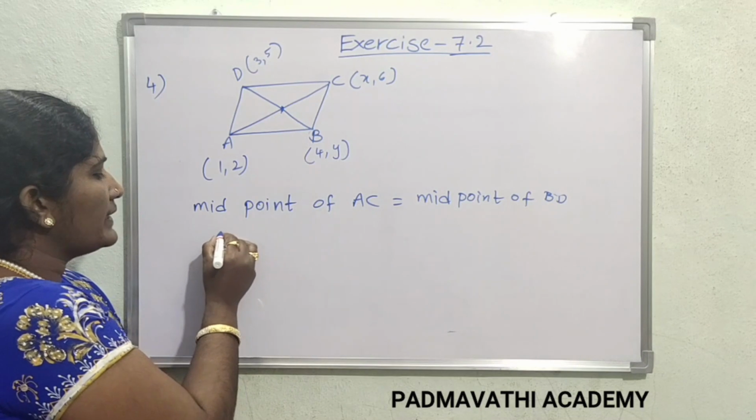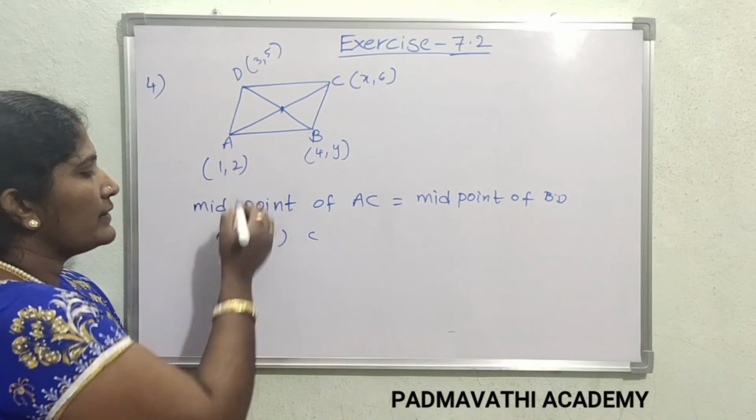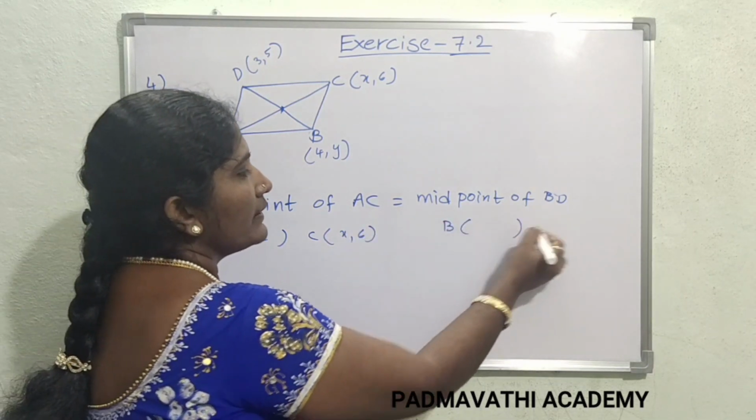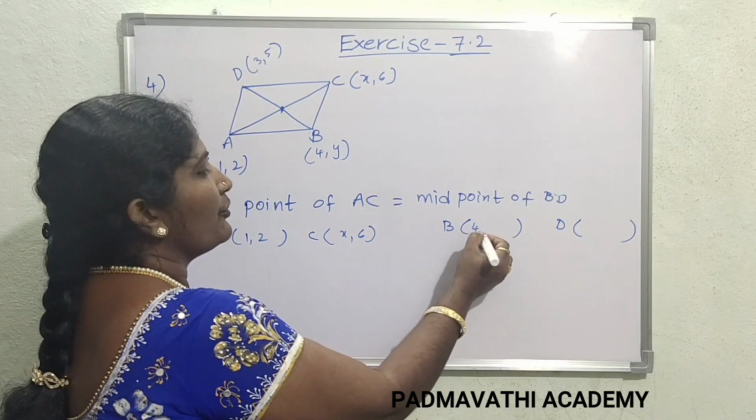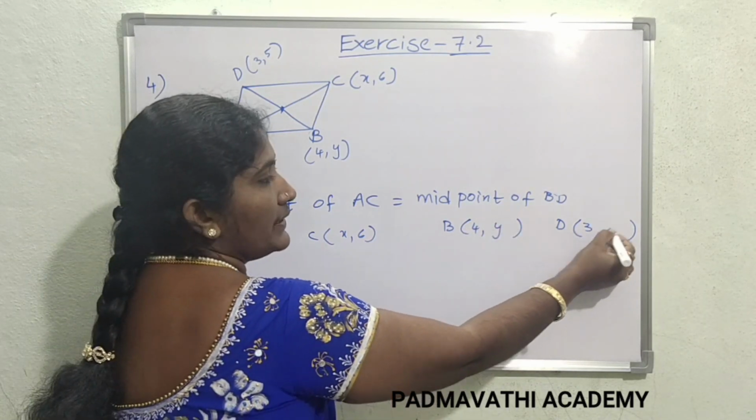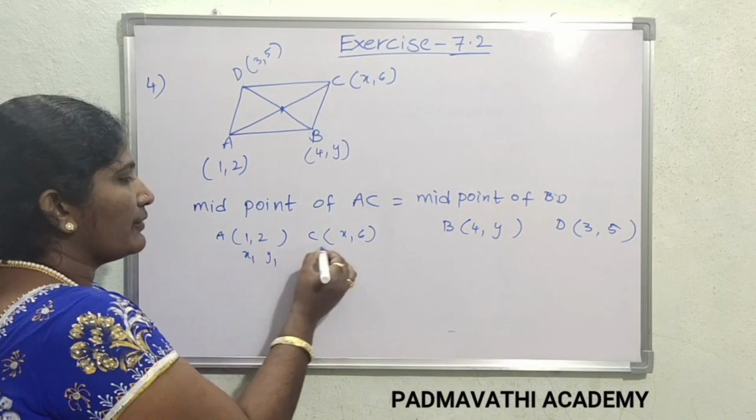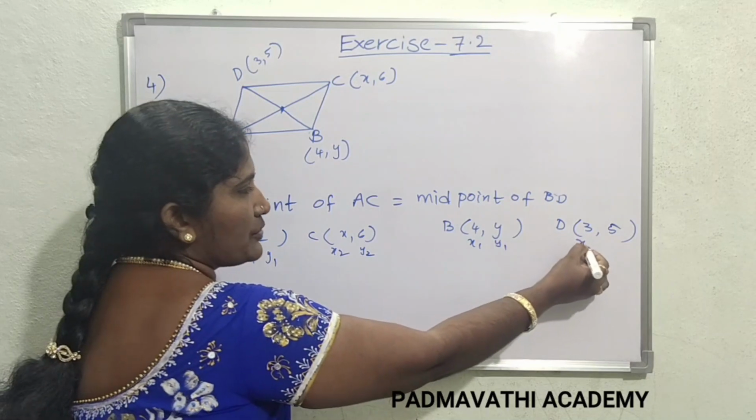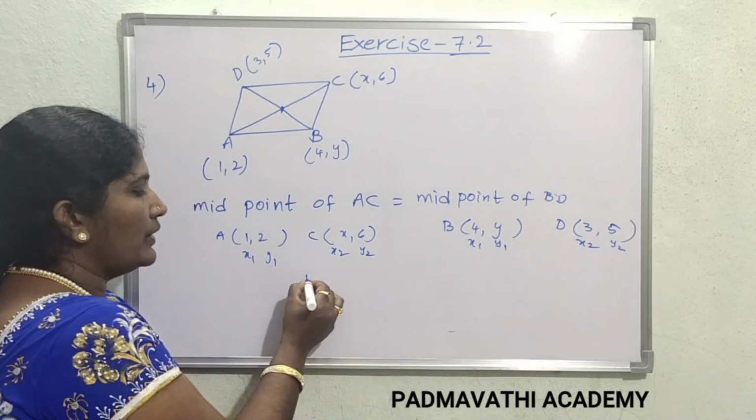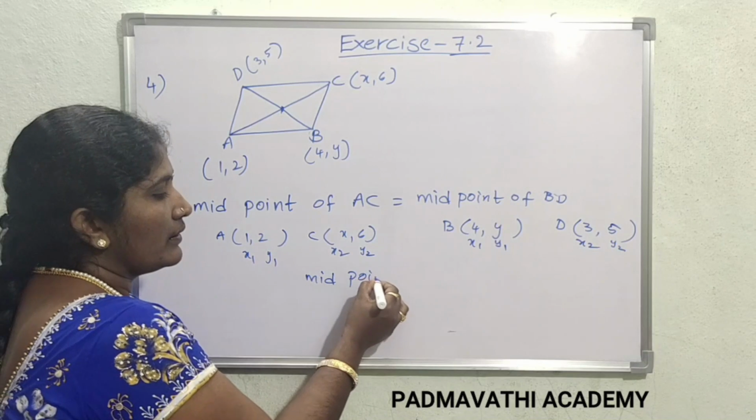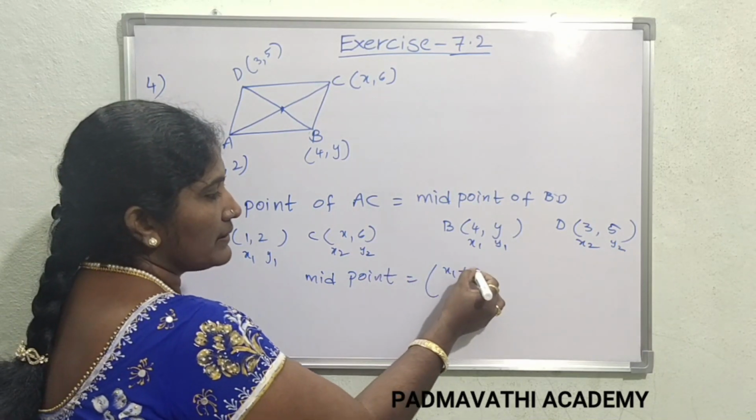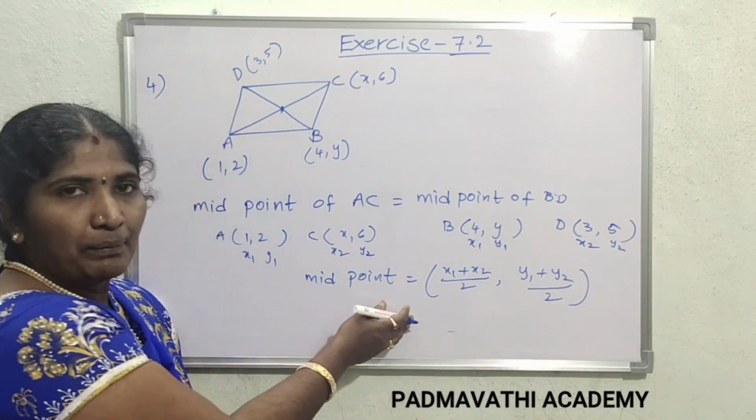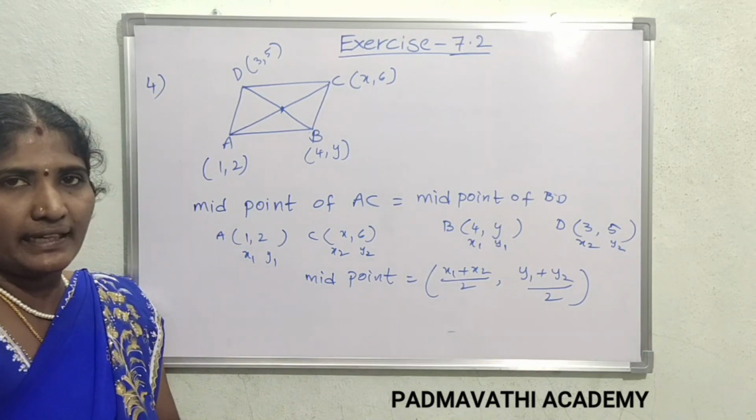Now midpoint of AC. What is A and what is C? First of all note down the points 1 and 2. C is x, 6 and here B, D. B is 4, y. D is 3, 5. This is x1, y1, x2, y2. What is the midpoint formula? x1 plus x2 by 2, y1 plus y2 by 2. Midpoint formula is x1 plus x2 by 2, y1 plus y2 by 2. By applying this formula, we can find out x and y.